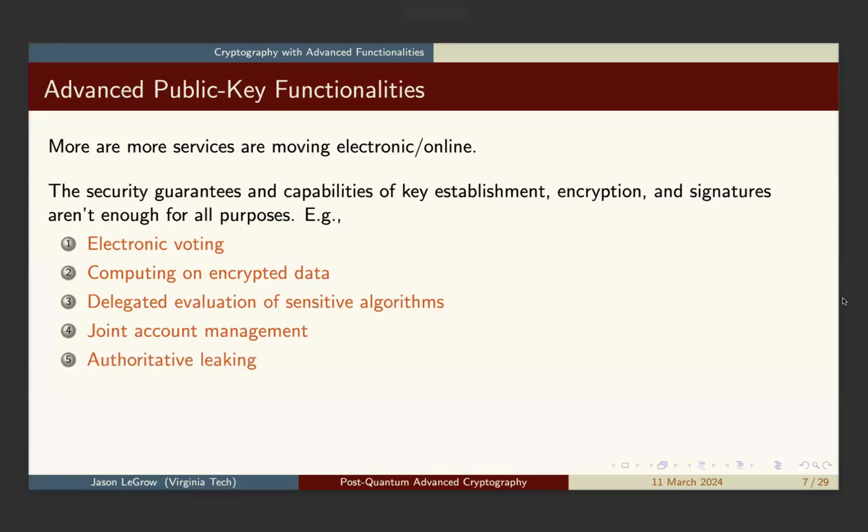Authoritative leaking is something that I found very interesting. Suppose you're working on the board of directors of some big company that's doing something sort of shady, and you want to leak that information to the press in such a way that they're going to believe that you would know this stuff, but your identity is not revealed, so you can't be retaliated against. That's the idea of authoritative leaking. So you declare yourself as a member of a class, say board members, but you do not reveal which board member you are. This can be done using ring signatures, for instance.